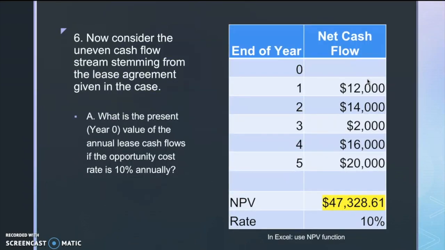Question 6. Now consider the uneven cash flow stream stemming from the lease agreement given in the case. Part A. What is the present value of the annual lease cash flow if the opportunity cost rate is 10% annually? So for this problem, we're looking at net present value.